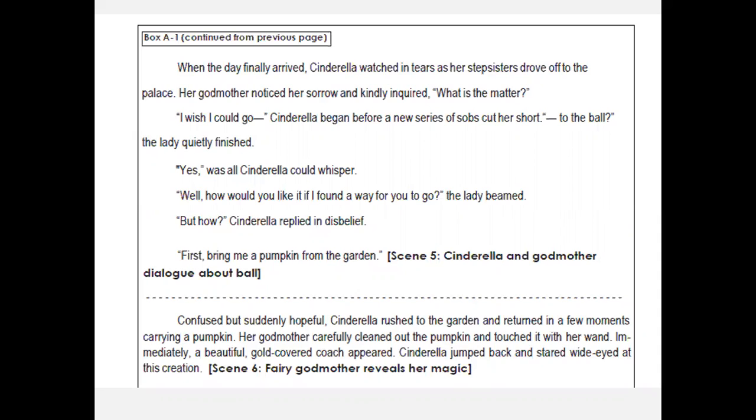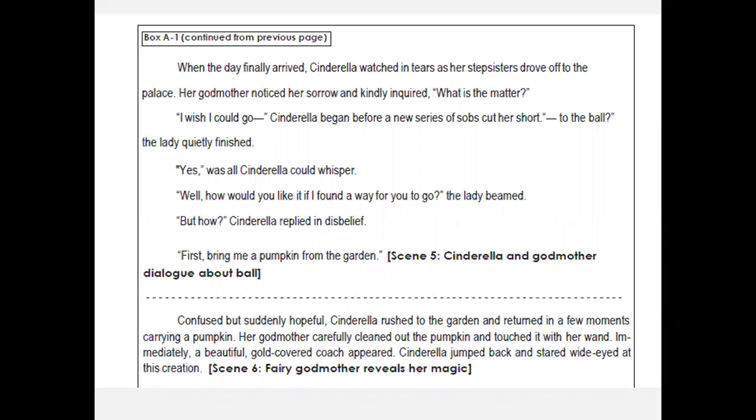So we start here. We start reviewing how dialogue is written with the big picture. So I am looking at box A1, continue from previous page, but in the bottom, you can see scene 5 in bold font. Scene 5, Cinderella and Godmother, dialogue about the ball. All right. So we start here because this is the big picture of dialogue. We don't start necessarily with the quotes and stuff. We say, let's talk about the big picture of dialogue.